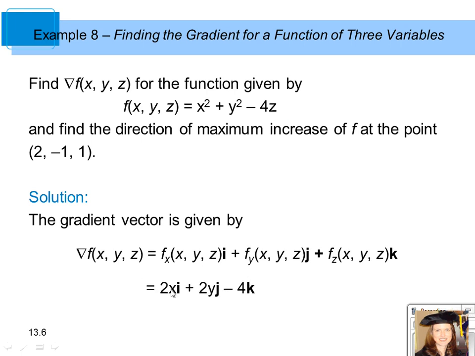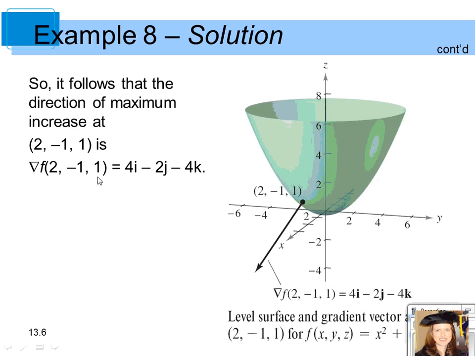So you're going to plug in those for your partial derivatives, and then we want to evaluate it at the point (2, -1, 1). Plug in 2 for x, negative 1 for y, and 1 for z. And when you do that, you get the vector 4i minus 2j minus 4k. So this is a function of three variables, and the direction of the maximum increase is the gradient of the function at that point.